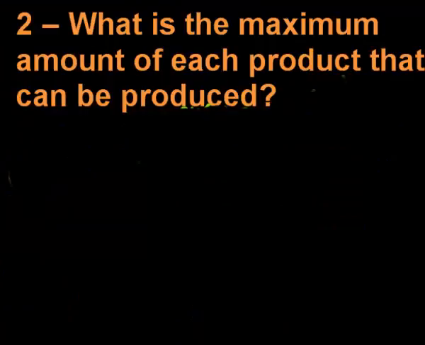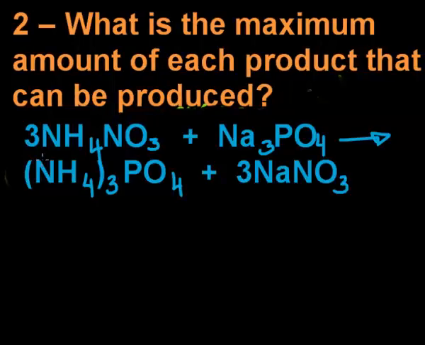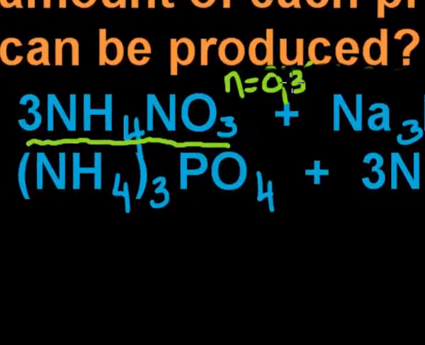Now our next question asks, what is the maximum amount of each product that can be produced? We would need to look at the amount of moles that we'll be using in order to calculate this. Remember, we figured that ammonium nitrate was our limiting reagent, and the amount of moles calculated for a mole ratio of 3 was in this case 0.375 moles.